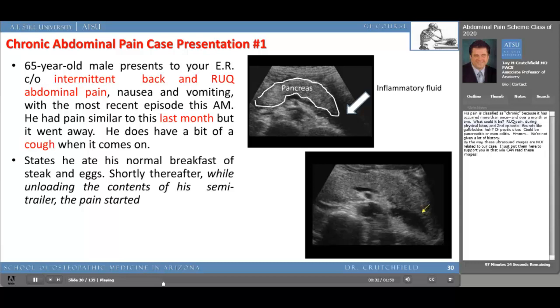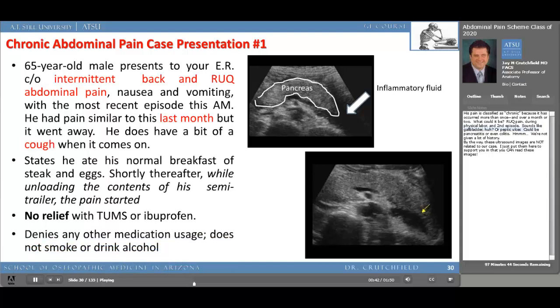What's going on? Well, his pain is classified as chronic on the scheme because it's occurred more than once over a month or two. What could it be? Right upper quadrant pain during physical labor, second episode, sounds like gallbladder, maybe because of the back pain, which might be Kerr's sign, although we don't talk about supraclavicular pain, which is classic Kerr's sign. It could be peptic ulcer, maybe pancreatitis or colitis.